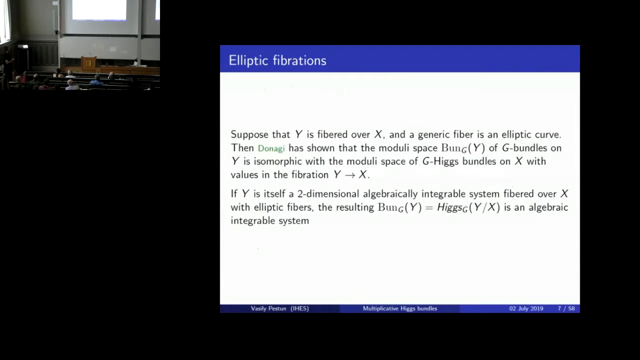So now suppose that Y is fibered over X and the generic fiber is an elliptic curve. Then Donagi has shown that the moduli space Bun_G on Y, that's the moduli space of principal holomorphic G bundles on Y, is isomorphic to the moduli space of G Higgs bundles on X with values in this fibration, where each fiber is an elliptic curve. So if Y itself is a two-dimensional algebraically integrable system fibered over X, then the resulting Bun_G of Y, that's Higgs of G of Y over X, is an algebraic integrable system. That's the result of Donagi.